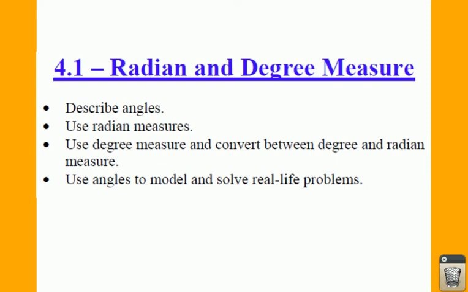All right, 4-1. What we need to do here on 4-1 is your intro to trigonometry. So we're going to be describing some angles using radian measures, using degree measures, and converting between degrees and radian measures. And we're also going to use angles to model and solve real life problems.